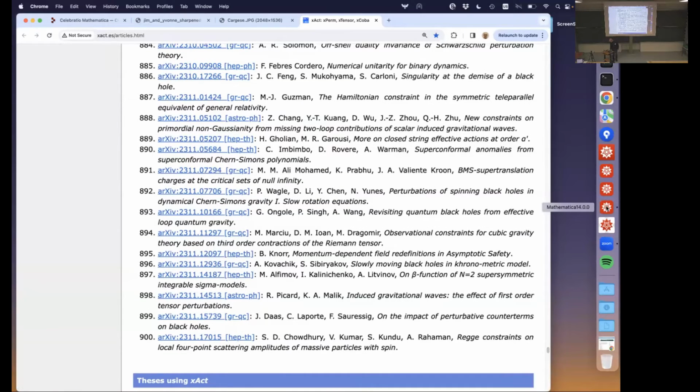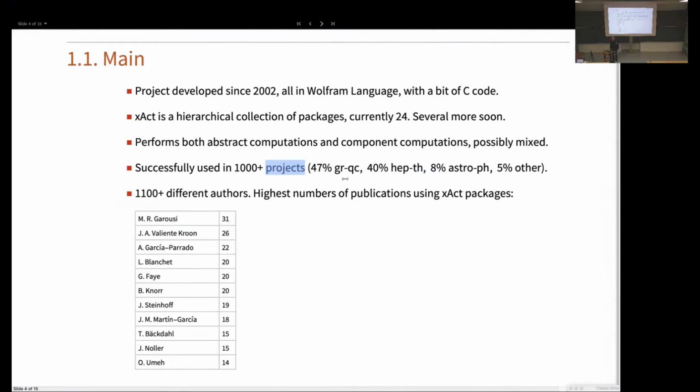I think I had the percentages here, more or less, of the areas using xAct. I also want to use the opportunity to put here the list of the authors with more papers citing xAct. Here we have first Mohamed Garoussi, and then following closely, Juan Antonio Valiente, 26 papers, Alfonso Garcia Parrado also. He has helped me a lot shaping the mathematics of xAct. He knows a lot more mathematics than I do.